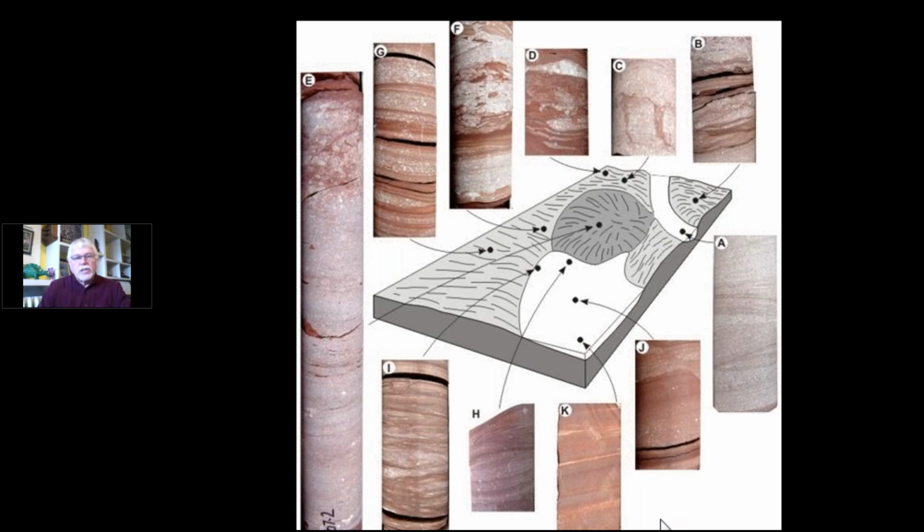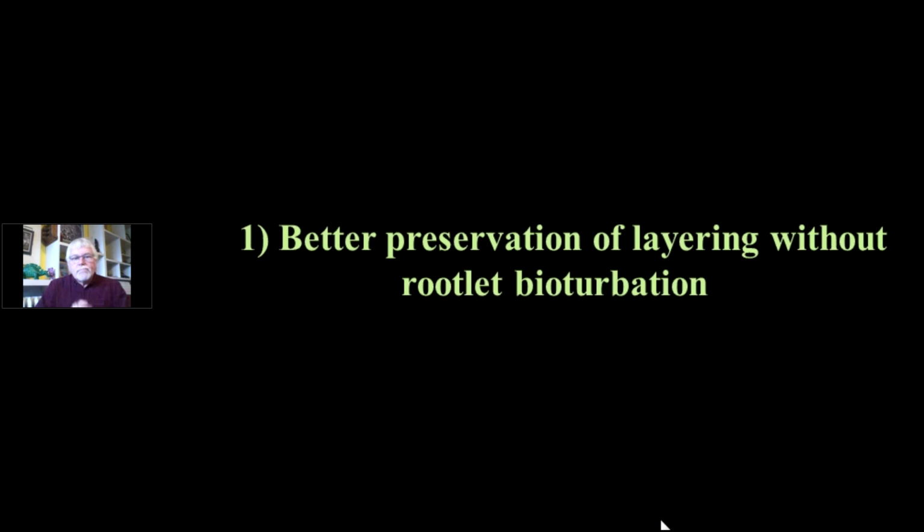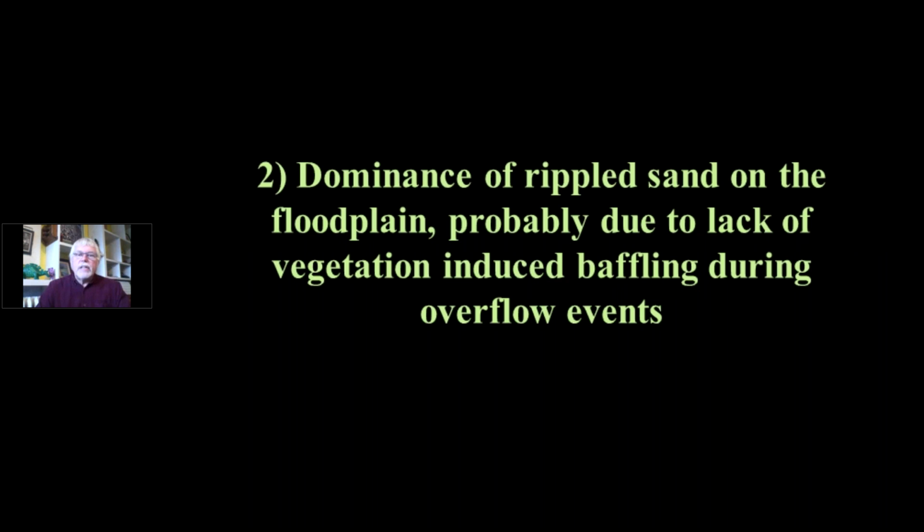So, what are the take-home messages here? Well, we get better preservation of the sediment, obviously, because of no rootlet bioturbation. That's an obvious one. So the sediment isn't all churned up, and it's not all mottled green and red. It's not a mess. The layering is quite nice. However, it's different in that it's really dominated by fine sands, very fine sands that are ripple laminated. Reason for this? Well, one of the reasons might be that there's just less mud in the system.